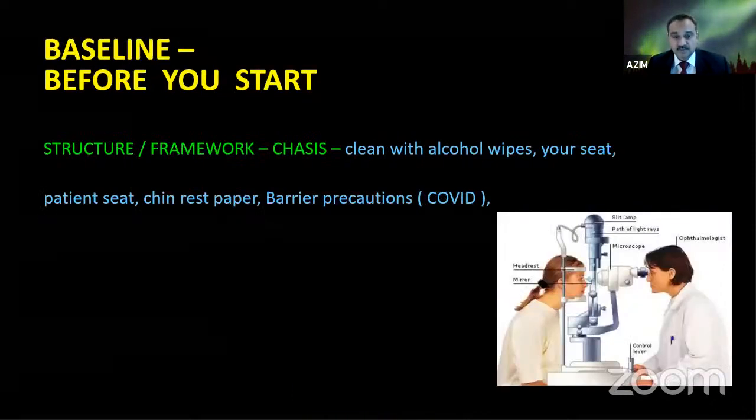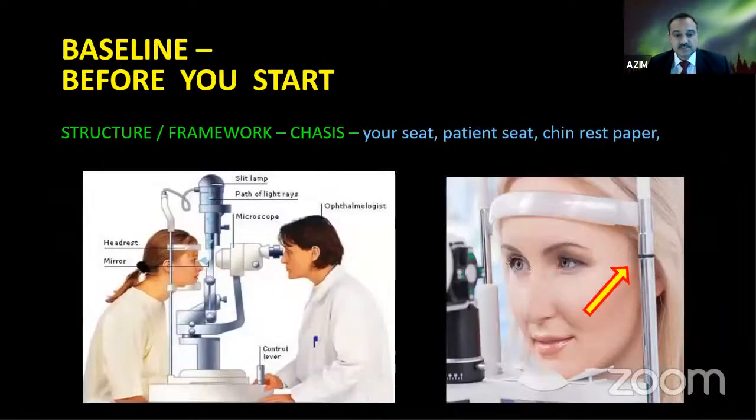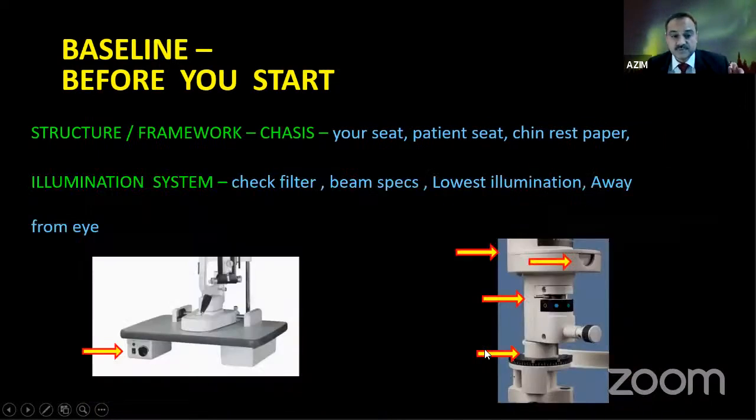Barrier is important. Remember, barrier precautions are highly recommended for protection, especially in this season. It can also be continued later for your own safety. Positioning, ideally sit so that you don't slouch behind. The patient is also comfortable. You're also comfortable. Remember your patient's canthal angle, as I mentioned earlier, the forehead and the chin to be aligned. This is very important for you to have an enjoyable slit lamp experience.